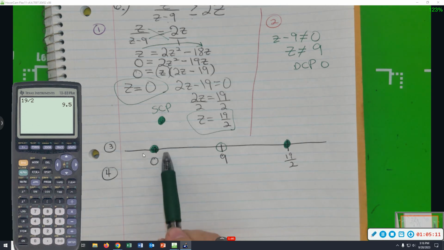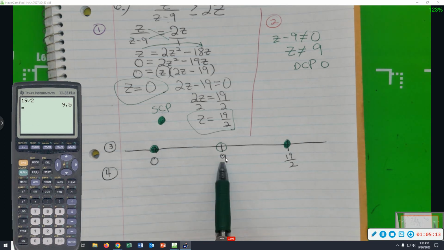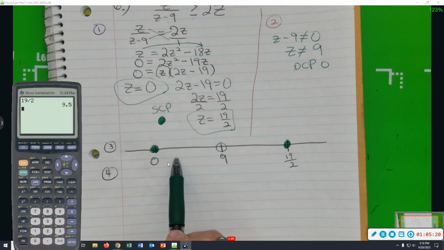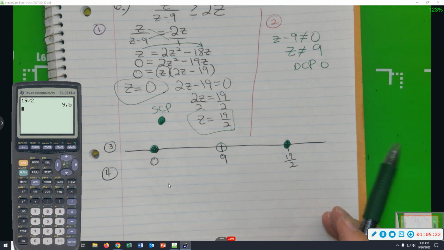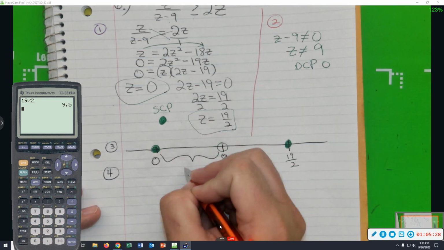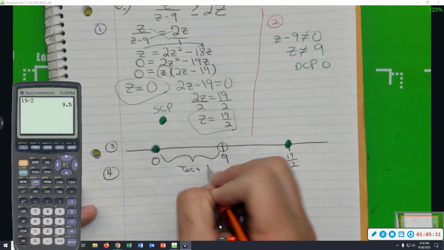2 is right here. 1 is between 0 and 9. Notice I don't put the little 1 and label it there because it's not going to appear in my interval notation at the end. That's why I don't label the test numbers on the number line. I just label it like this. Let's test 1 and see what happens.